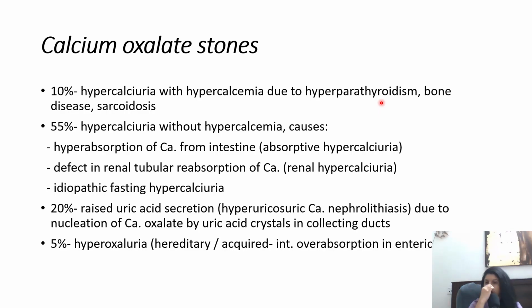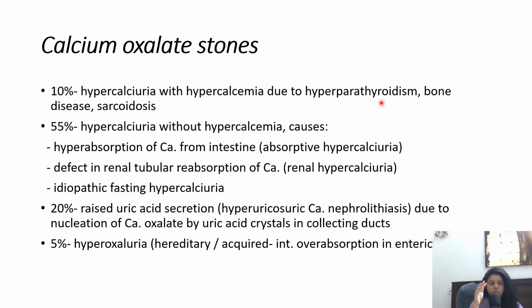Bone disease: if you have a bone degenerating disease, you know bone is made up of mainly calcium hydroxyapatite. Because of that, the calcium is also increased in the body because of bone degeneration, and then it can lead on to calcium stone formation.